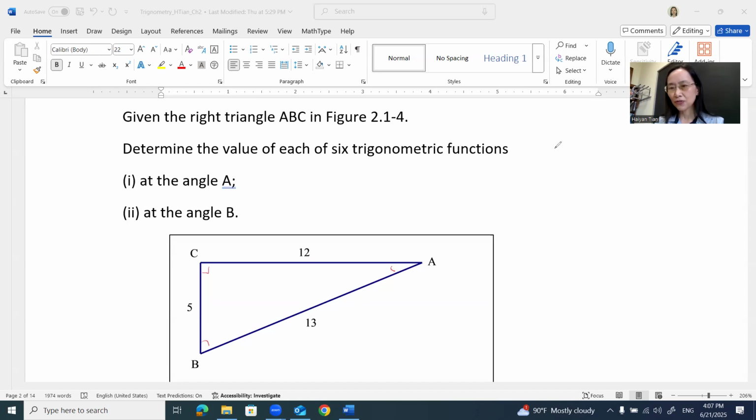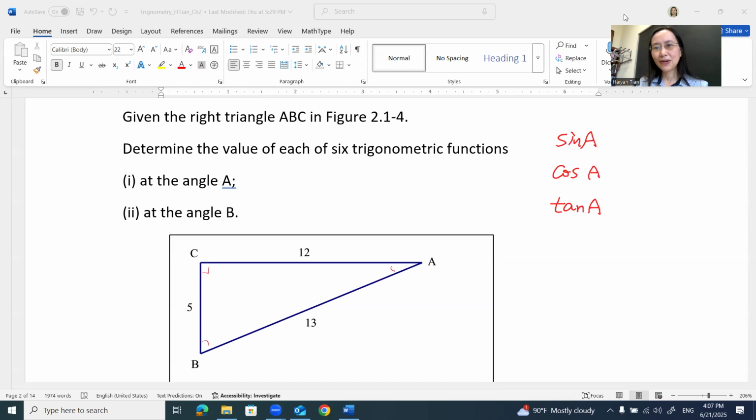That means we're going to find sine value at A, cosine value of A, tangent at A, etc. So let's get the value one by one. So sine value, by definition, the side opposite A over hypotenuse. So we use 5 over hypotenuse, which is 13.